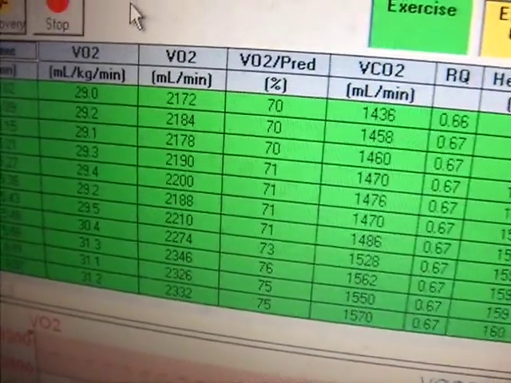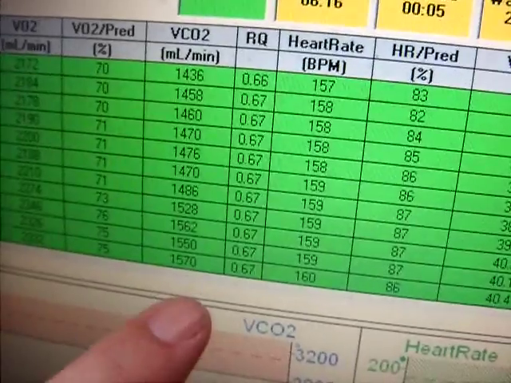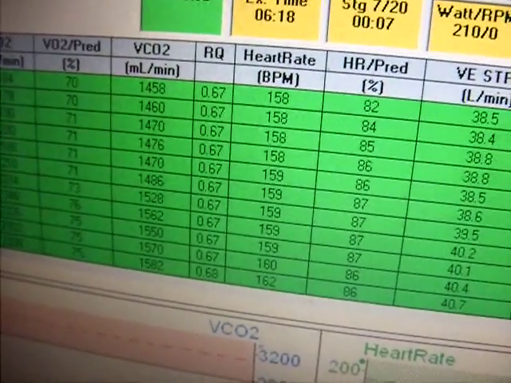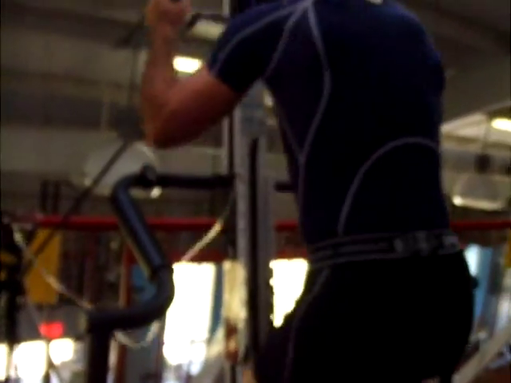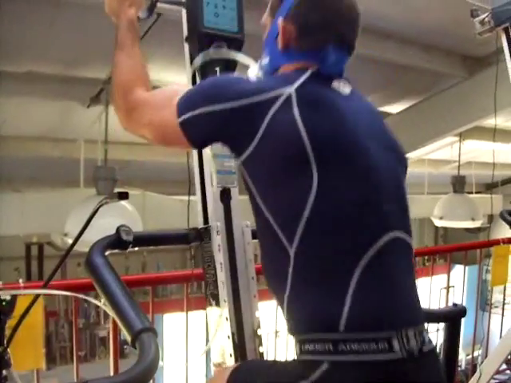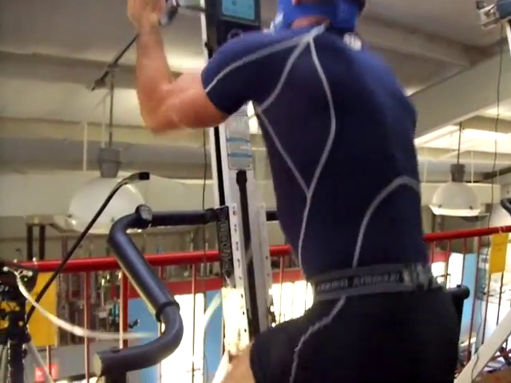Now look at the ratio of lactic acid. He's at 0.67. He was at 1.0 when he was doing the circuit. That's why he's not going to fail right now. He's going to be able to continue doing this because he has no accumulation of lactic acid. This is what's going to be amazing for an elite athlete.